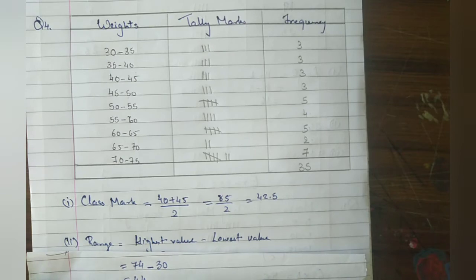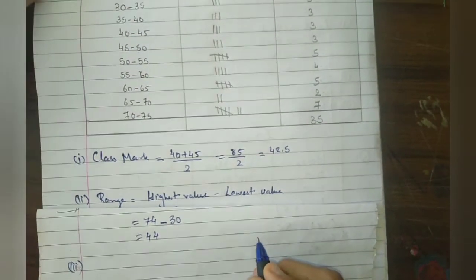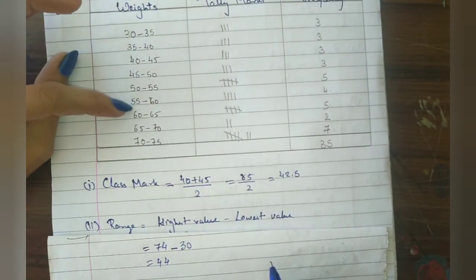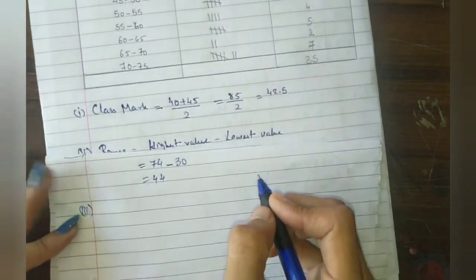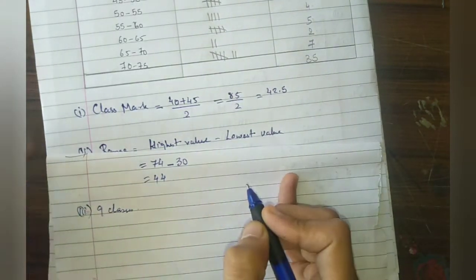Now the third one, how many classes are there? Just count them: 1, 2, 3, 4, 5, 6, 7, 8 and 9. So there are 9 classes.